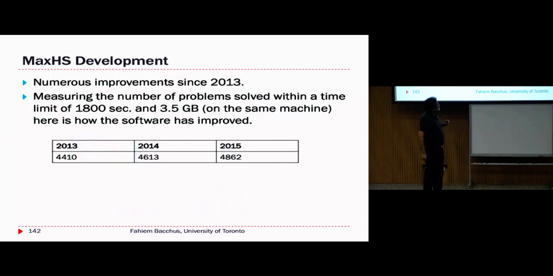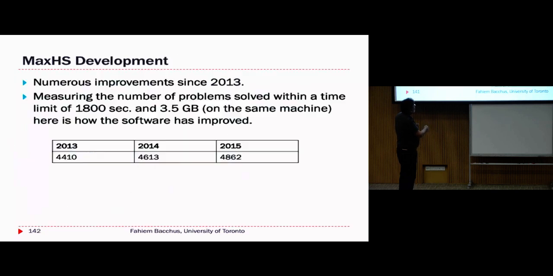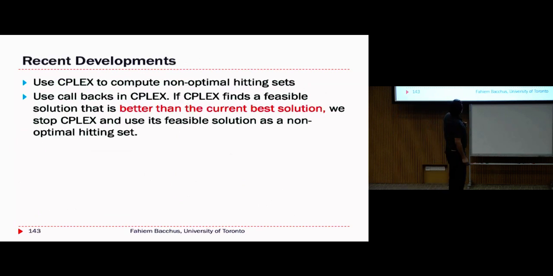And then over the years, we've seen further improvements in different things we've done. On the same benchmark suite, not the same as this one, this is a different benchmark set, we have a steady improvement of about 10% in problems solved over those 2 years. And recently, we've done a few other things.